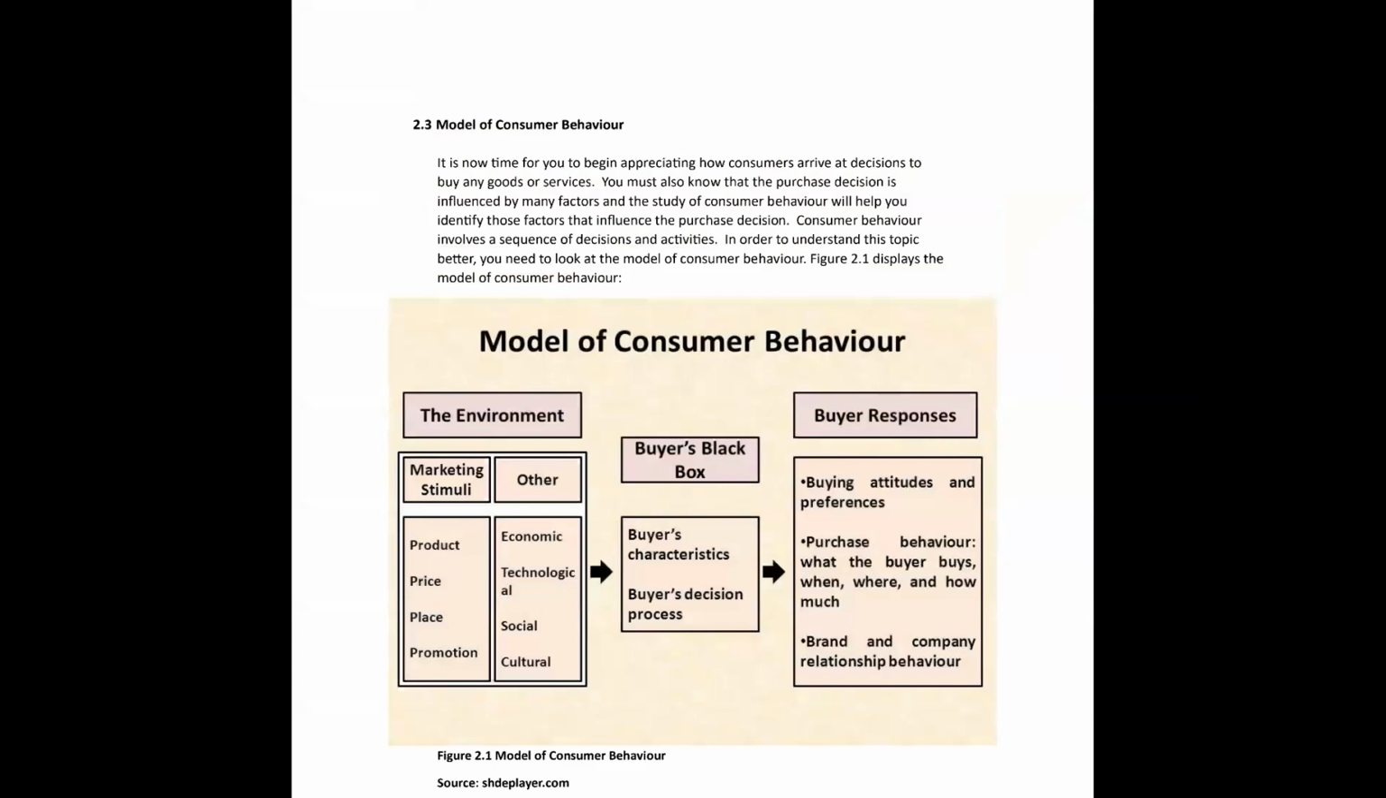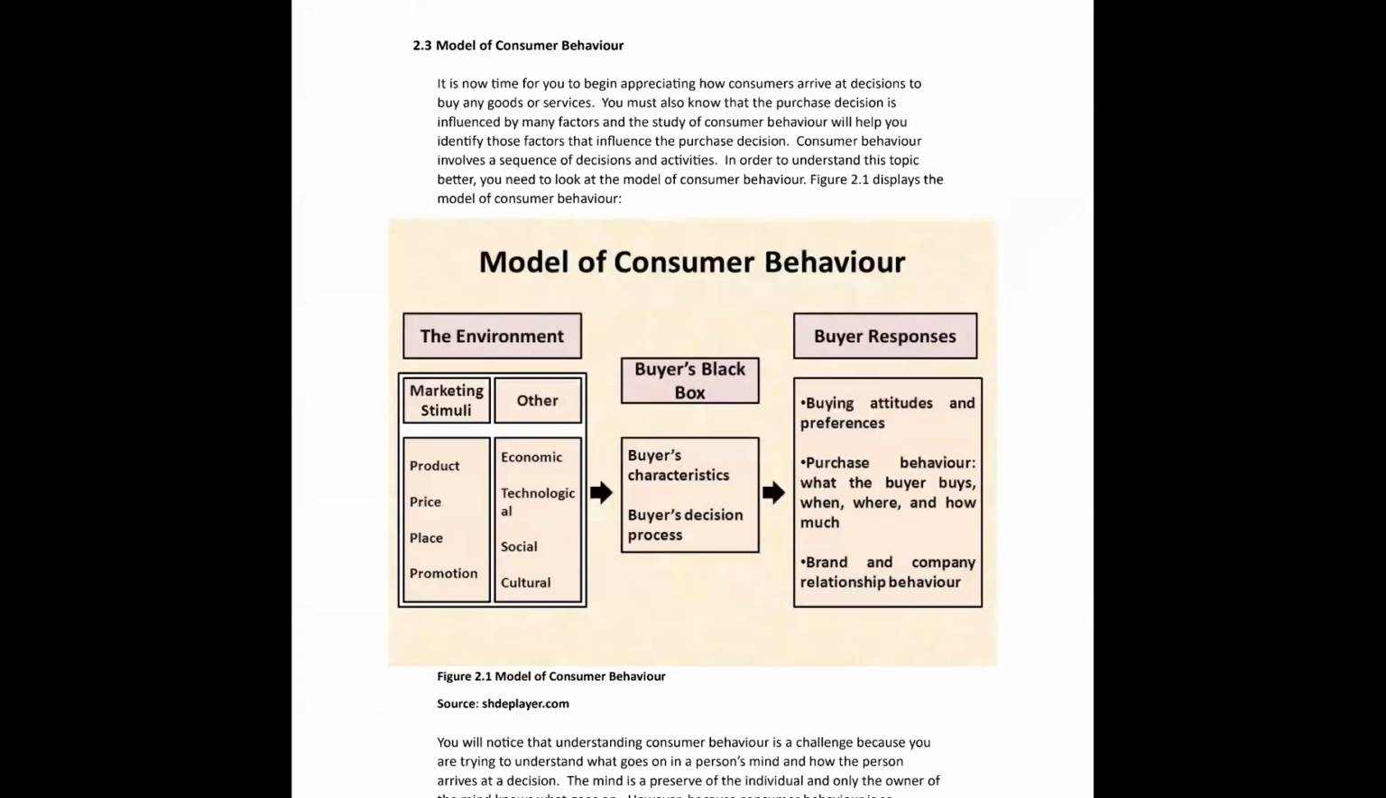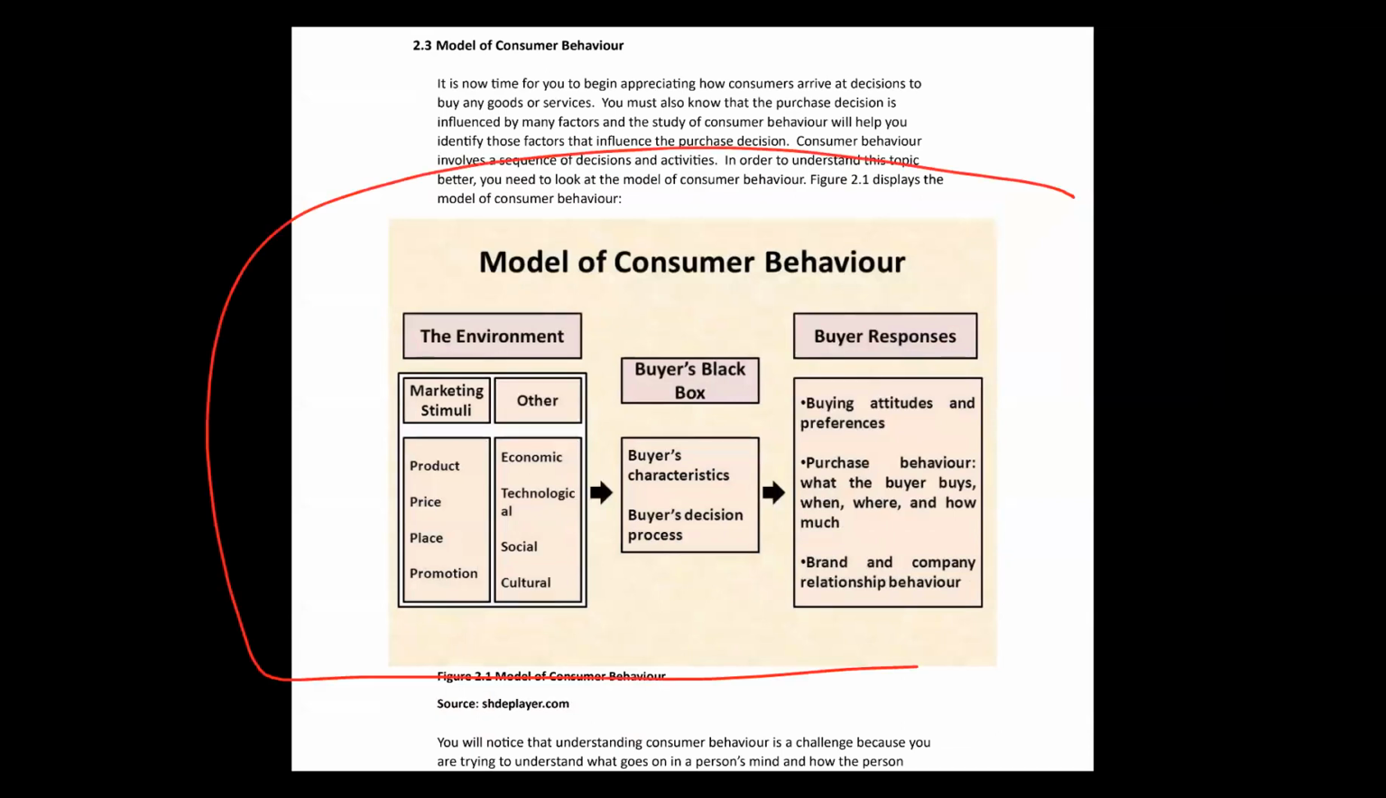So the model of consumer behavior is what we want to expose you to, and these are the key elements of the model, as you can see on the screen. So we have the environment part, of which, that was in project management where we were talking about the environment. Anyway, the business environment is here on the left side. We also have the buyer responses. But in between here, we have what we call the black box. I'll explain how all of them work.